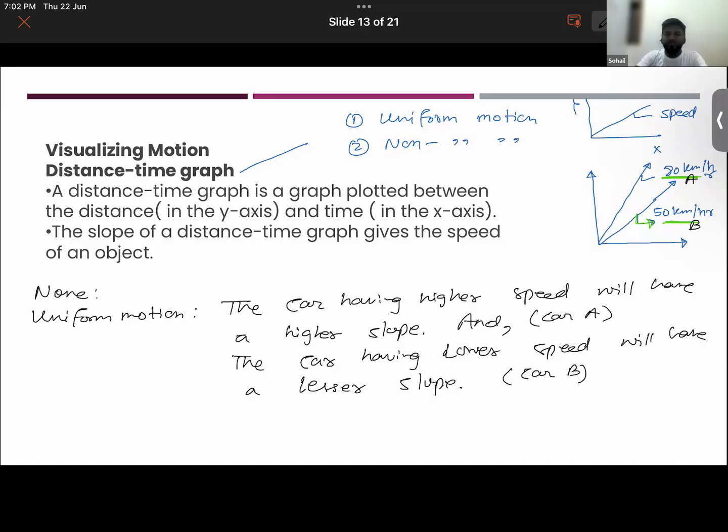Okay, then now let's move to a case. What happens if the object is stationary, if the object is not moving? The time keeps on changing, but if the car is at a stationary position, the position of the car is not changing, yet the time keeps on increasing. So in that case, how will the graph look? Let's see that.